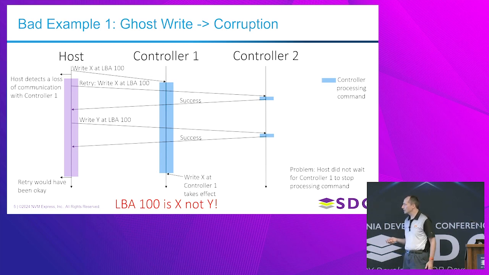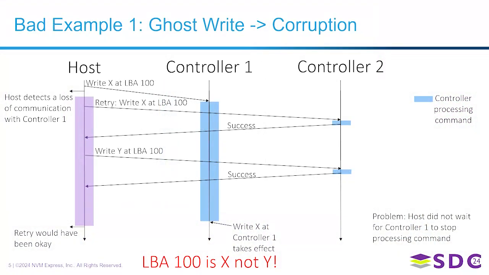However, controller 1 has continued to execute that command and then finally gets around to writing X to stable storage. And at this point, at the end of the story, the LBA contains X, not Y, which is what the host thought was the last write. If the host had waited on that retransmission of the command until down here, before it did the retransmission, then everything would have been fine. We would not have had any problems at all. And so with time-based recovery, we're specifically trying to solve this problem.